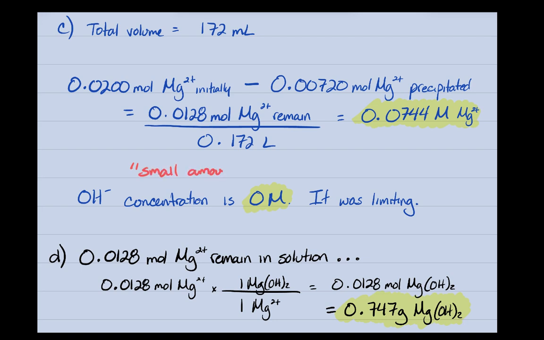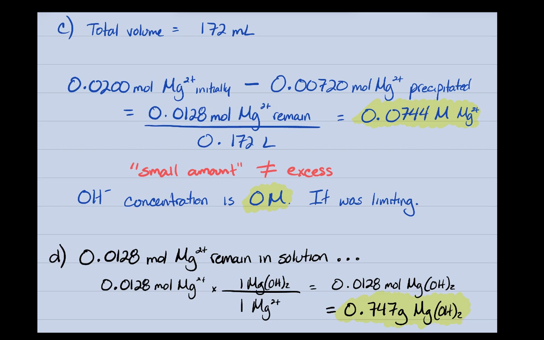So when I say small amount, that is not excess, right? That's actually the opposite of excess. Small amount means that this is the limiting reactant, okay? Now, let's say you didn't pick up on that, right? Let's say that I wasn't being direct enough and I didn't write the question well enough and you didn't pick up on that. That's okay. You did calculate how much potassium hydroxide was added. You did that in part B. It was 72 milliliters.